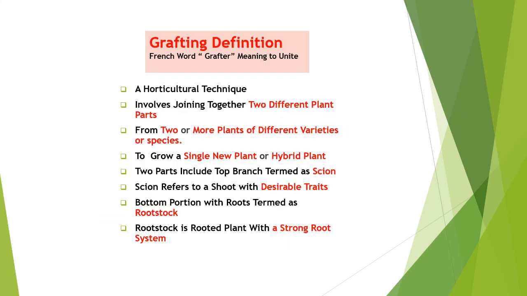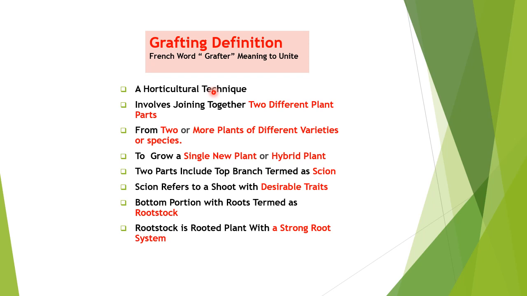So what do we mean by grafting first? First of all, grafting is basically a horticultural technique, a technique of uniting plants. The art where you are making connections between plants comes from a French word, grafter, which means to unite. So it is a horticultural technique which involves joining together two different plant parts.